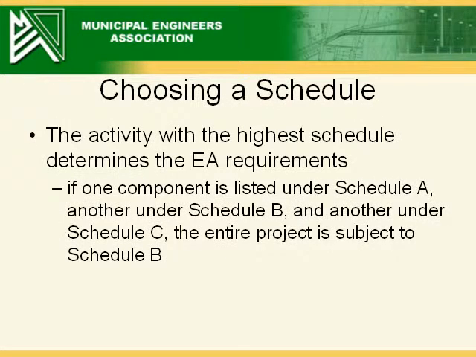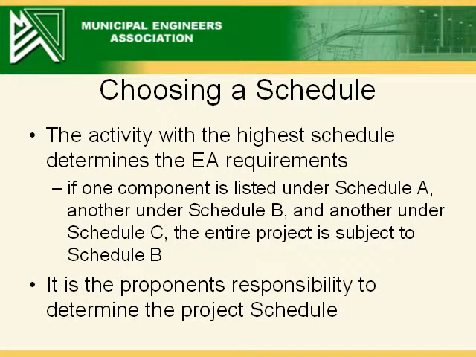Proponents are reminded that the activity with the highest schedule determines the EA requirements. If one component is listed under Schedule A, another under Schedule B, and another under Schedule C, the entire project is subject to Schedule C. It is the proponent's responsibility to determine the project schedule. It is important to read and be familiar with the whole MCEA and not just the appendices or schedules. The information included in the document will assist proponents in the determination of the appropriate schedule.